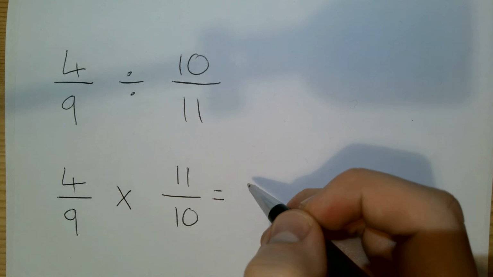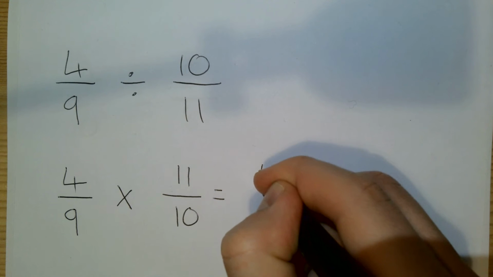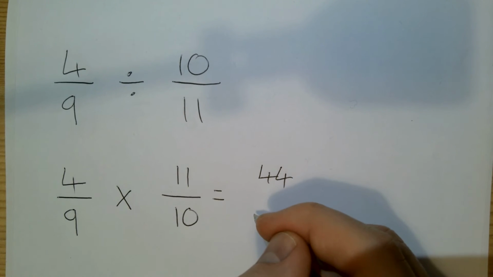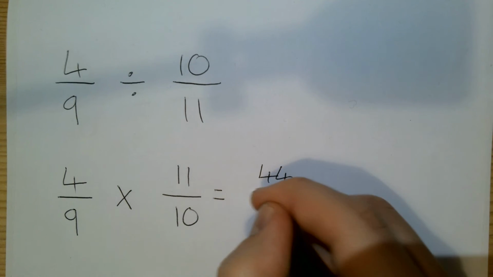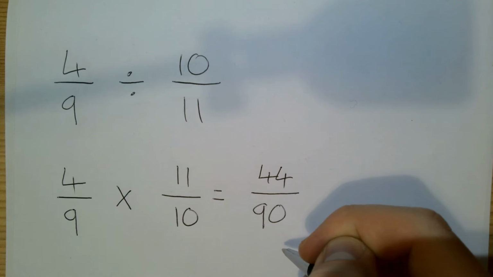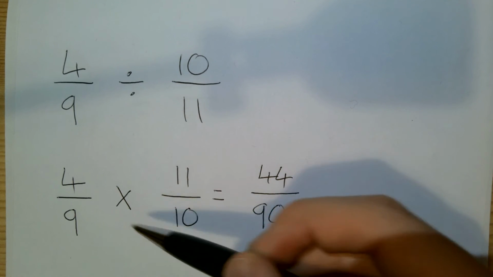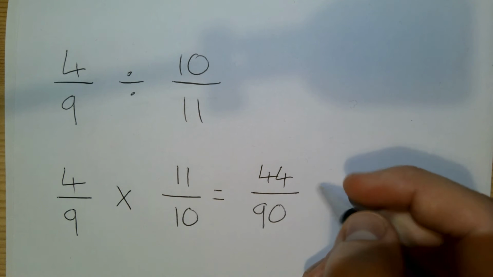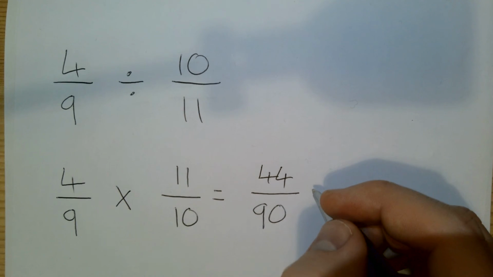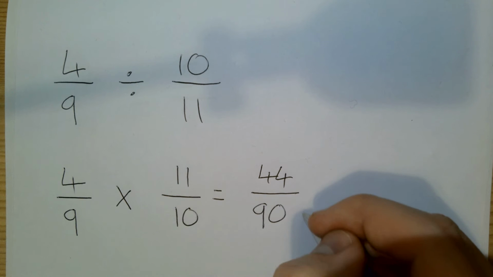You just multiply the numerators. So on this one, 4 times 11 is 44, and multiply the denominators. 9 times 10 is 90. And that's it, that's all there is to it. So you keep, change, flip, and then it turns into a times, and we know that the times ones are nice.